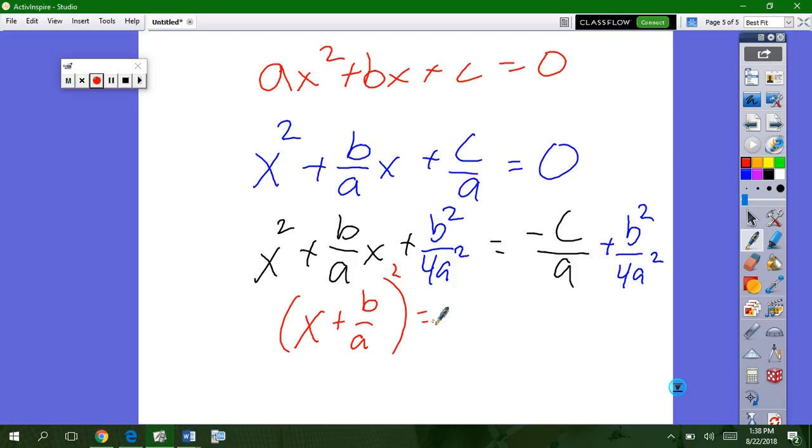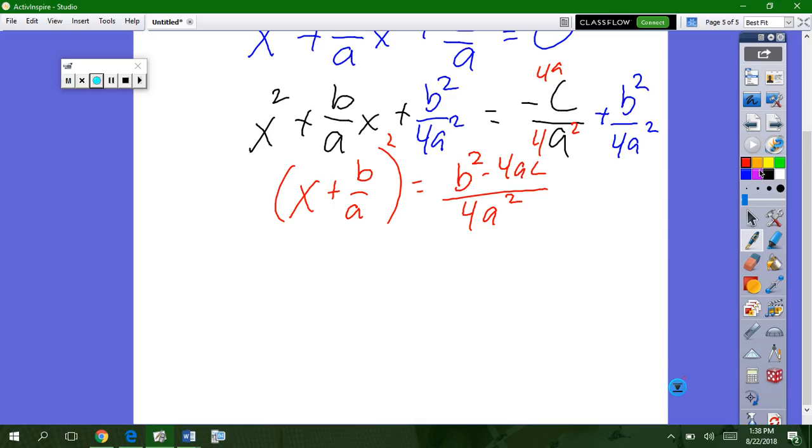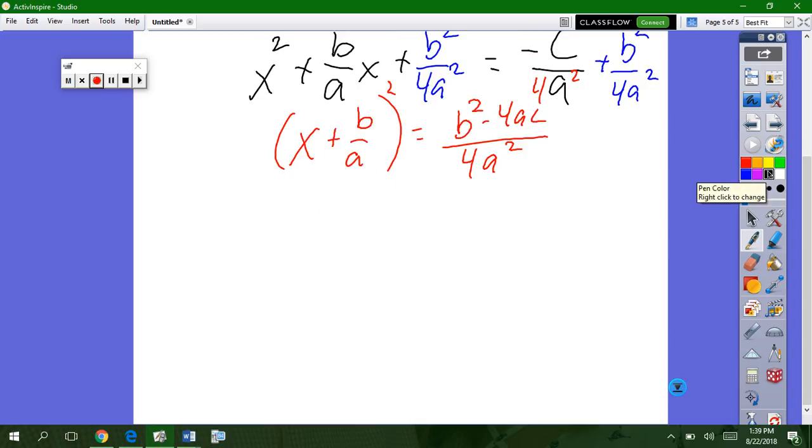Hey, what about this side? We need a common denominator. Think of Arnold. I need a 4A. Oh my goodness, what's on top? Getting there. Looks a little familiar, doesn't it? Is it all the way there yet, though? I'm not used to that 4A squared, huh? Okay, how do I get rid of this squared right here?